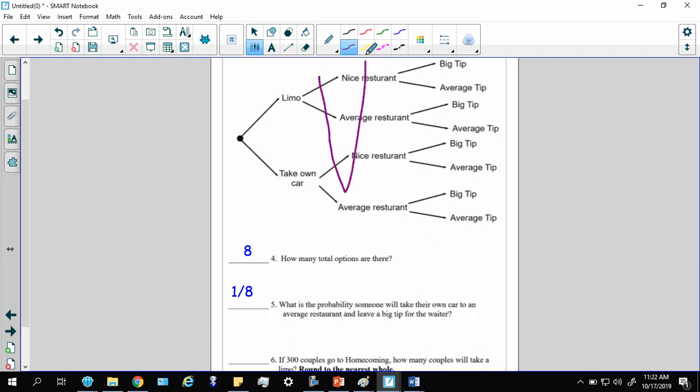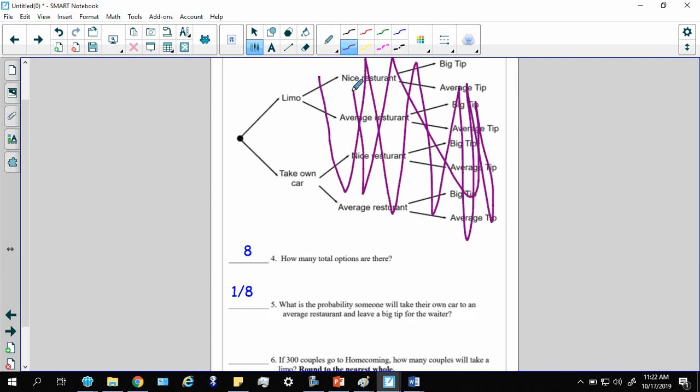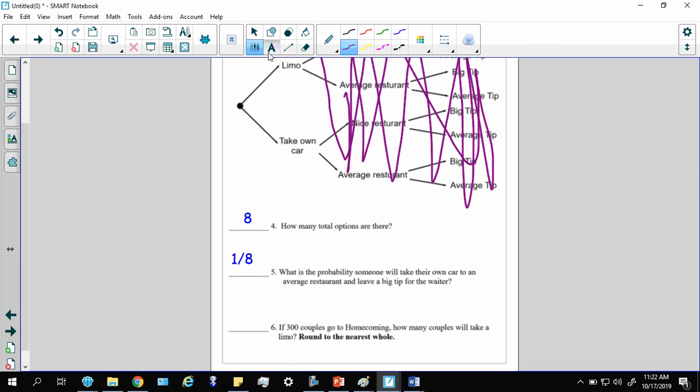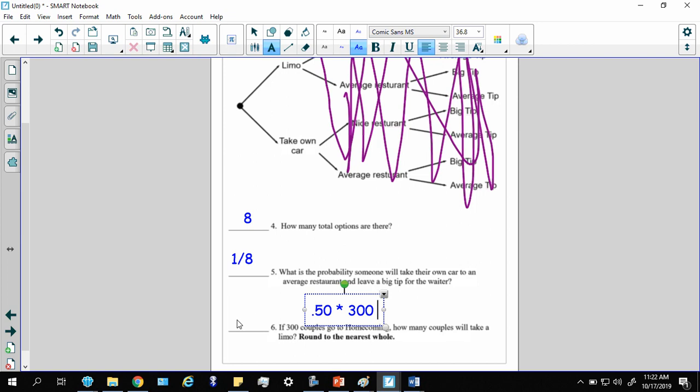We don't care anything about all of this. All it is is a limo and take your own car. There's two possibilities, so that means there's a 50-50 chance. So a 50-50 chance would be 50% times 300 people, 300 couples that is. So your answer would end up being 150. All right. If you miss these, I'm not necessarily too worried about it because it's just easy fixes.